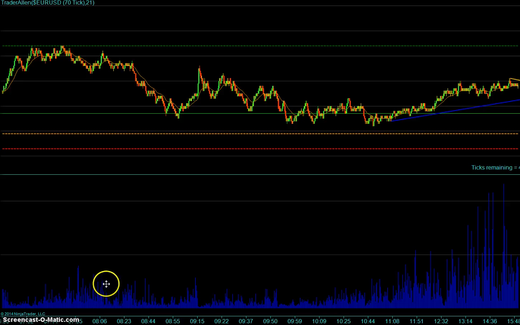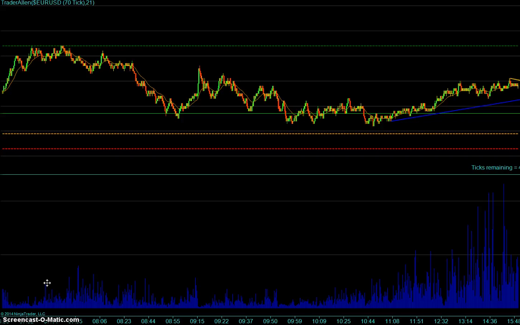So I added here at the bottom of the chart an indicator that measures how long it takes for each bar to form. So I trade up here. You can see I trade on a 70 tick chart. And what the indicator does is it measures how long it takes for each bar to form. So the shorter the bar, the faster it took to make that 70 ticks occur. So what we can see here is really simple. It's a visualization of trading activity.